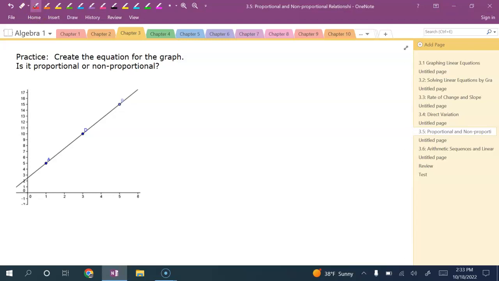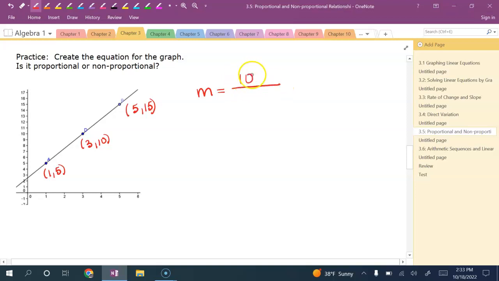So what I did first is found my slope. I picked 2 points here. Now A is at 1, 5. D is at 3, 10. B is at 5, 15. It doesn't matter what 2 points you picked. I just grabbed D and A. So on the top I did 10 minus 5. And on the bottom I did 3 minus 1. And so that simplified to 5 over 2.